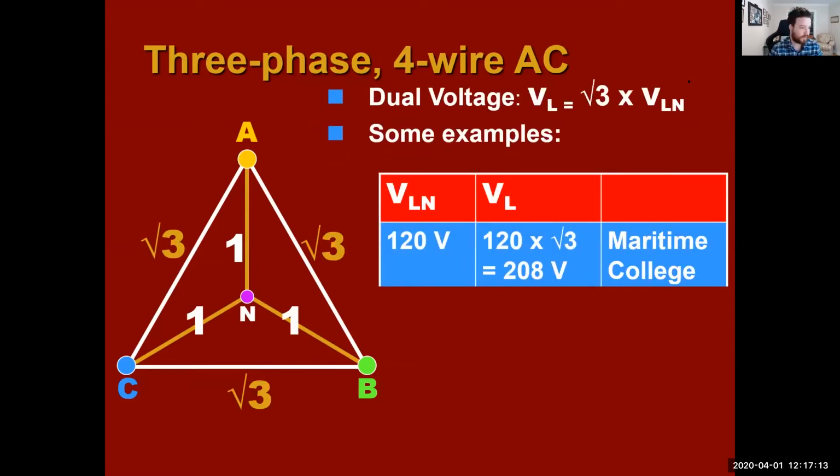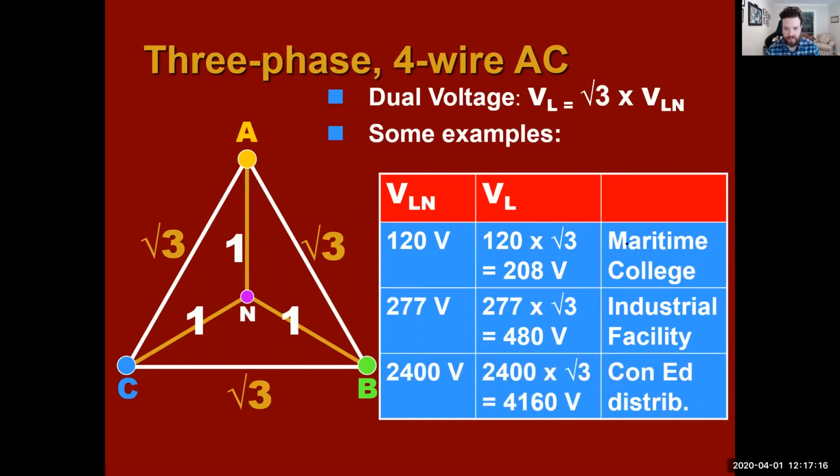Basically, here's just some quick math to explain it some more. All right, so we have our maritime college, we have our industry facilities, and we have Con Ed distribution. All right, so we have our line. So our dual voltage, and then our line voltage. So 120 volts between A to N, 270 from A to N, 2400 from A to N. All right, so 2400 times radical 3 is 4160. All right, so from A to C is 4160 volts coming out of Con Ed's distribution.